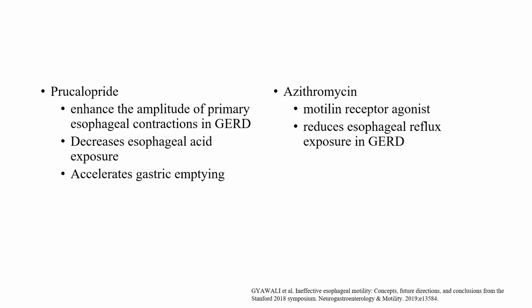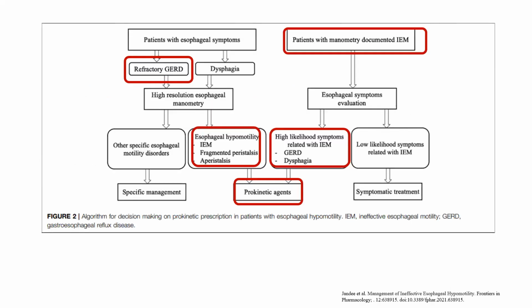Well, there is some evidence on prucalopride, where prucalopride enhances the amplitude of primary esophageal contractions in GERD. It also decreases the esophageal acid exposure and promotes gastric emptying. Azithromycin, a motility receptor agonist, is also effective in IEM, whereby it reduces the esophageal reflux exposure in GERD. Based on this paper, they recommend an algorithm in making a decision for prokinetics in IEM.